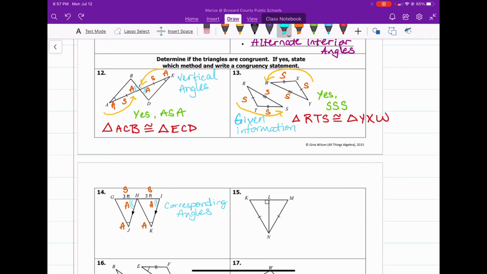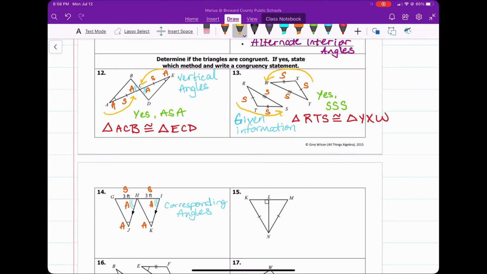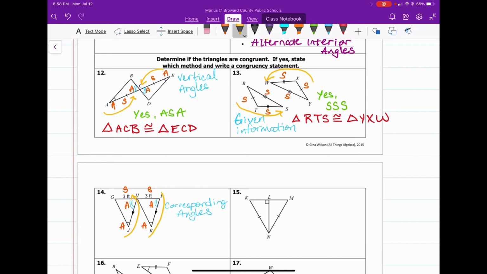Now, with that being said, one other thing, let's make sure we get our direction correct. For the triangle to the left, we're going this direction here. And for the other triangle, we're doing the same thing. We're going this direction, okay? Kind of counterclockwise. So are they congruent? Yes. How? Angle, angle, side, okay?